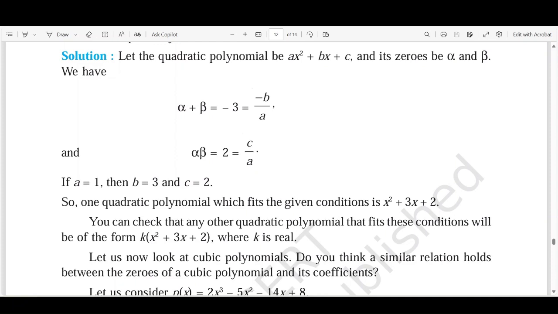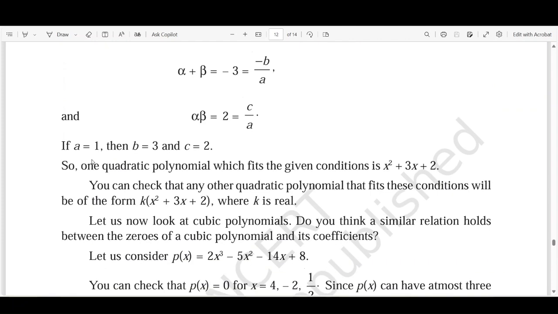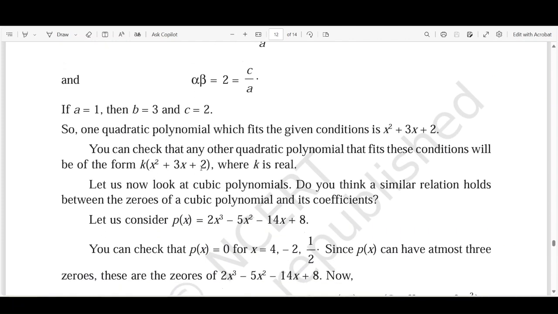So by substituting the a, b and c values, we will obtain the quadratic polynomial to be x square plus 3x plus 2. We can also cross verify it to check whether the polynomial we have obtained has zeros whose sum and product are equal to minus 3 and 2, right? And the constant multiple of this quadratic polynomial will also satisfy the conditions which were given in the question.